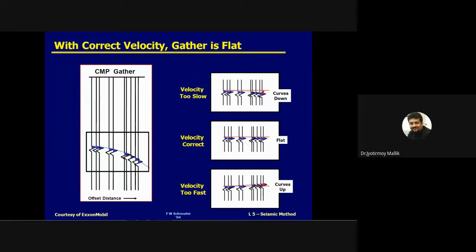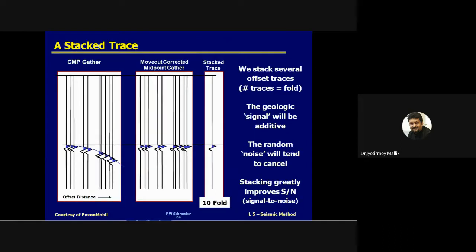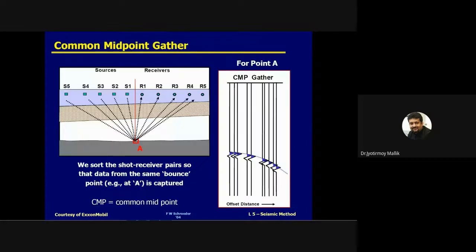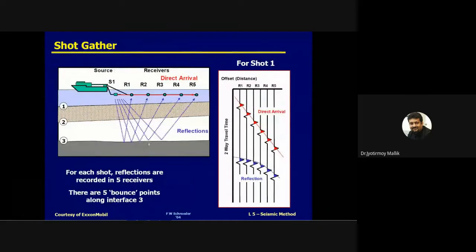By doing this correction with the actual velocity, I can put them flat and then stack them together, and this process is called stacking. What this does is that the signal becomes stronger and noise is reduced, and I come up with a beautiful stacked trace. At this point, what I have is a series of stacked traces.